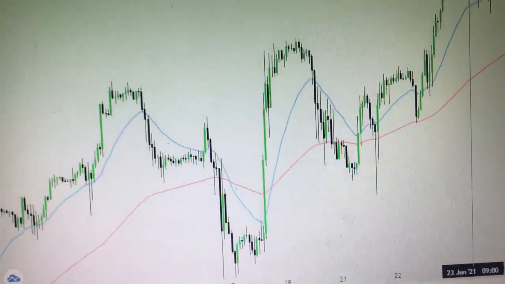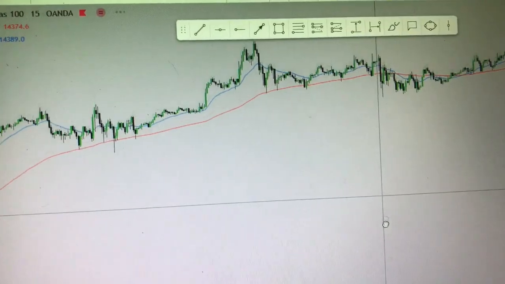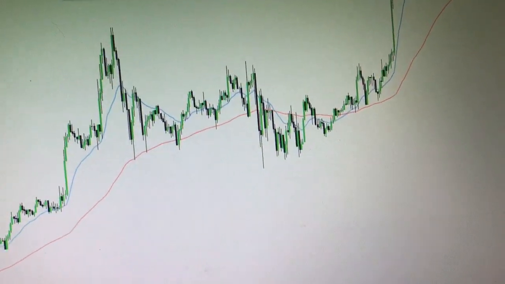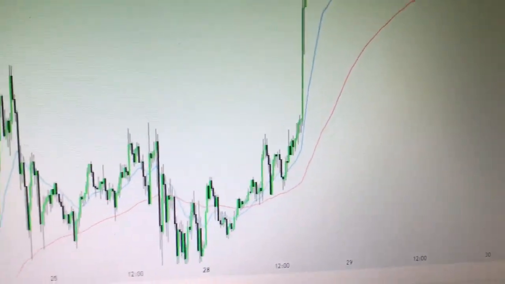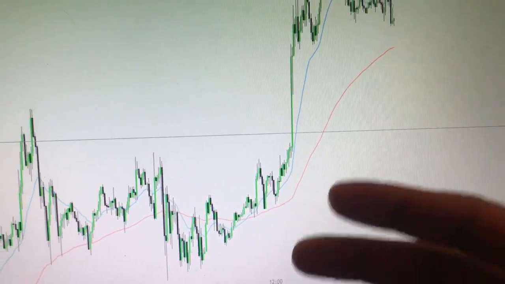So what I can tell you is that I like to use it on a 15-minute and then on the 5-minute. Okay, 15-minute and 5-minute. So this is the moving averages, guys. Now what are moving averages? Moving averages is basically like these lines. It's a dynamic support resistance.